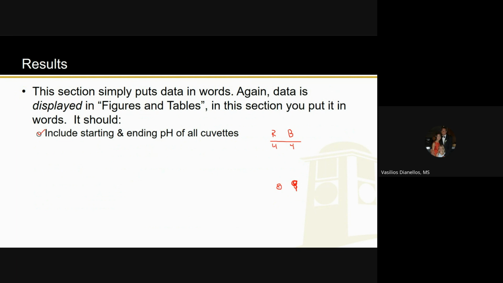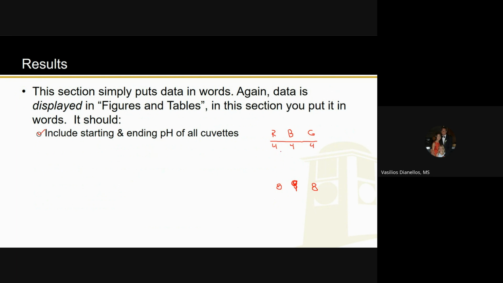You're going to put this in paragraph form. You could just say the cuvette and the red light started at 4, ended at 8. The cuvette and the blue light started at 4, ended at 9. Boom, that's done, right? That's all the pertinent information. You don't need anything else. Now let's do another example. Let's say red, blue, and green. Let's say this is the experiment you're doing. Aha, there we go again.